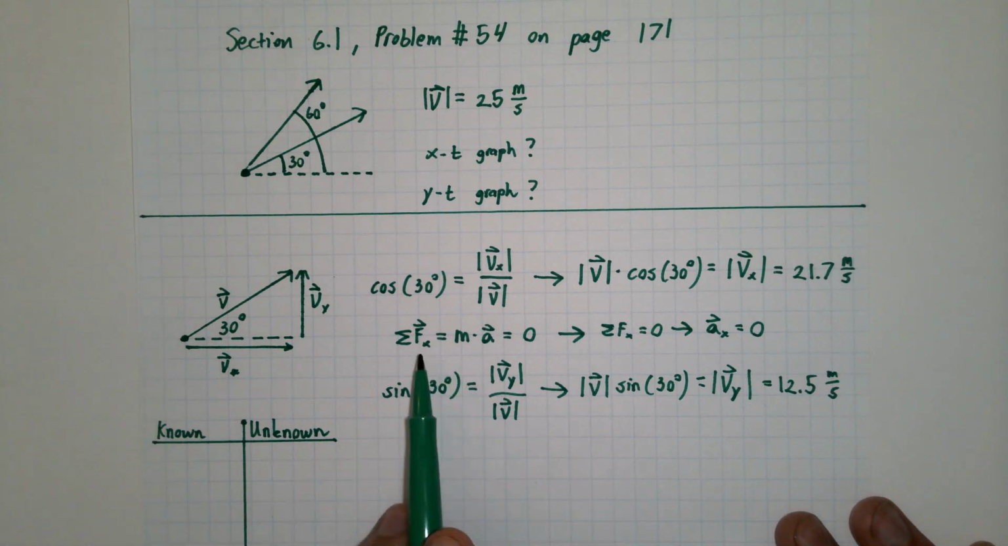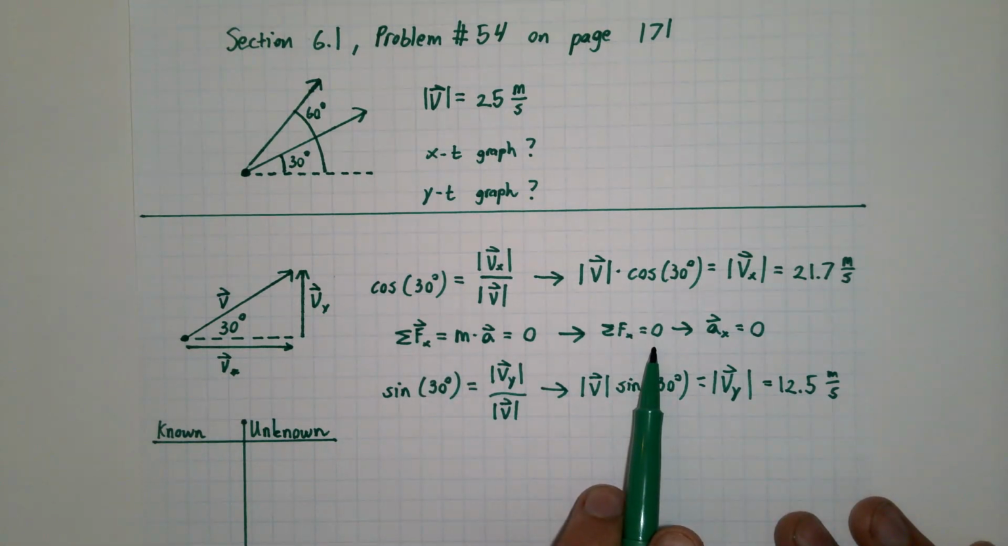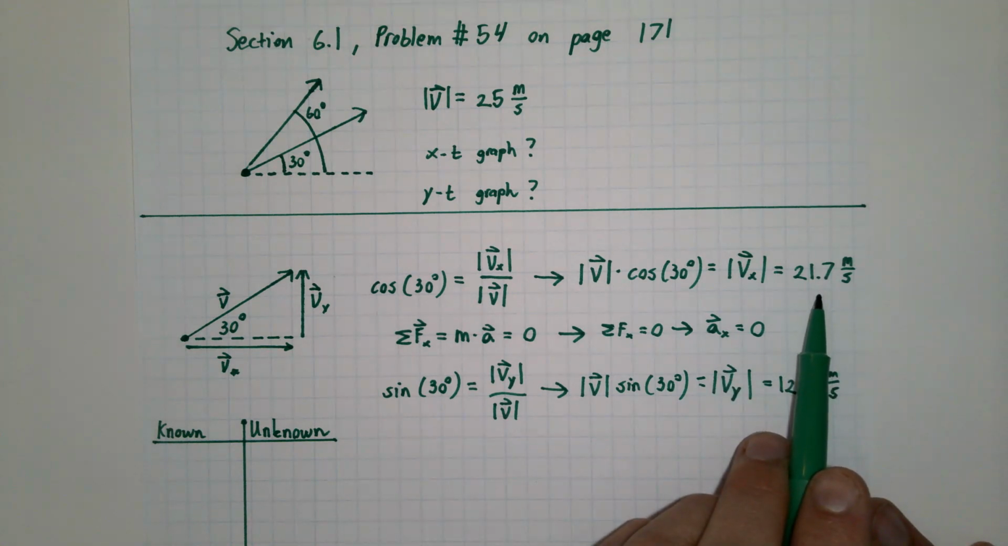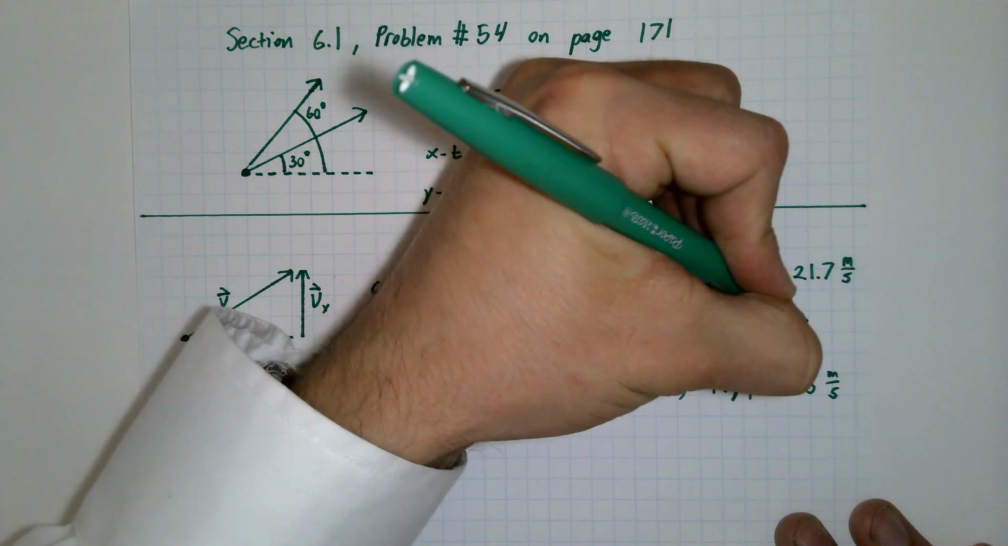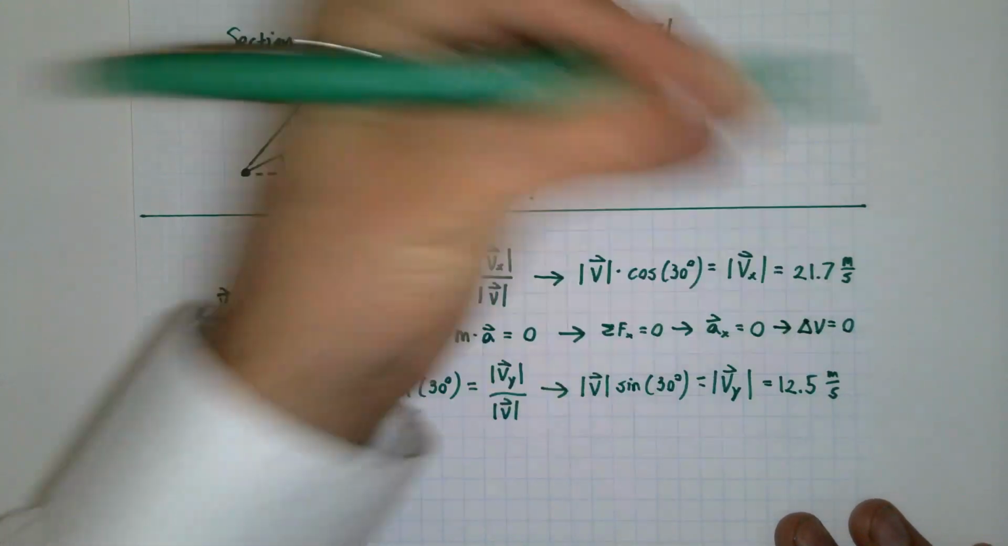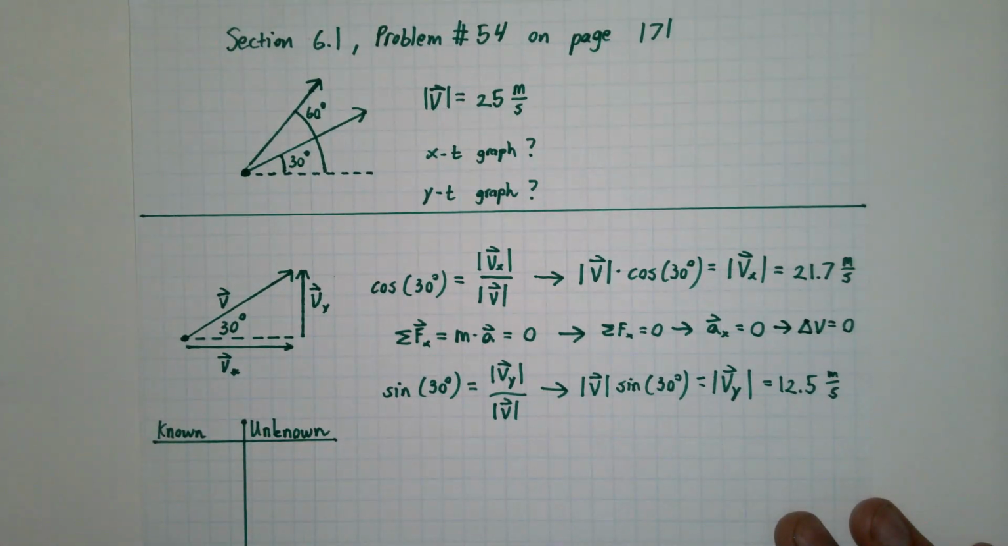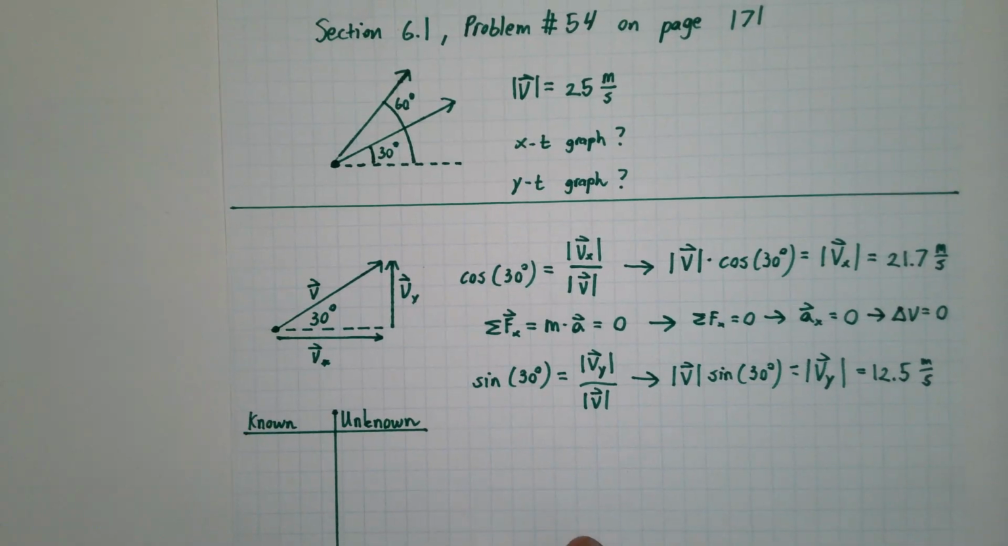Therefore, we'll presume that there is no net force in the x dimension. Therefore, there is no acceleration. Therefore, this velocity remains the same, right? If there's no acceleration, then there's no change in velocity. We can also conclude that. That's not true in the y dimension. So this quantity here represents our initial velocity in y.